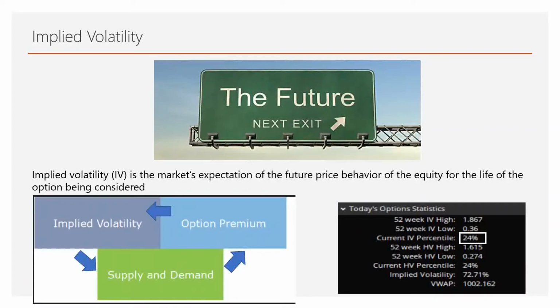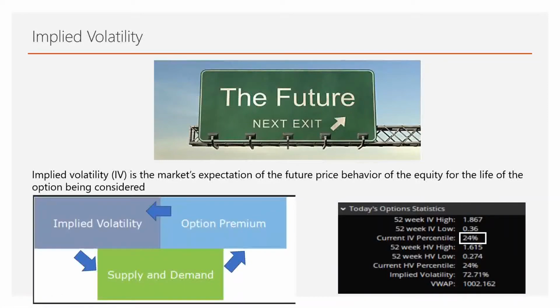So how do we interpret the implied volatility percentage? At what level do we consider the implied volatility high or low? This is the screenshot on the right side. I got the screenshot from TD Ameritrade. I think similar to this we have in all other platforms. So in TD Ameritrade we have the current IV percentile. Okay, under the trade tab, in the today's option statistics section, we have the current IV percentile.